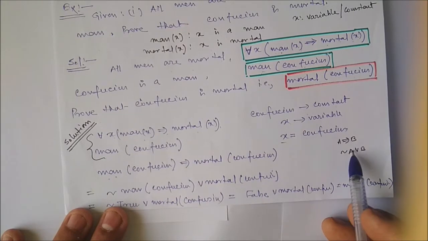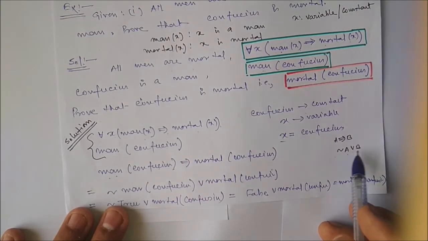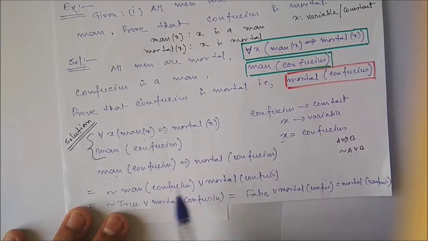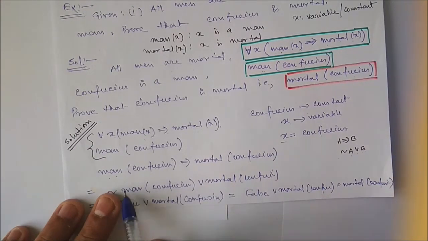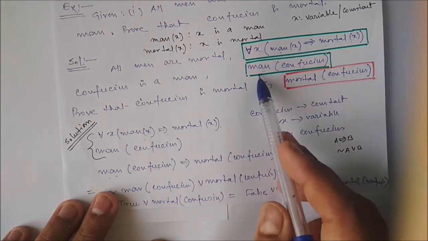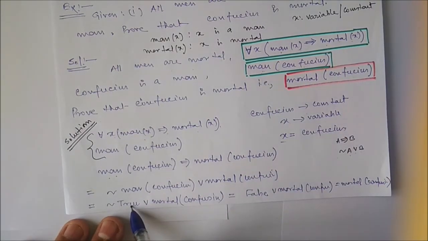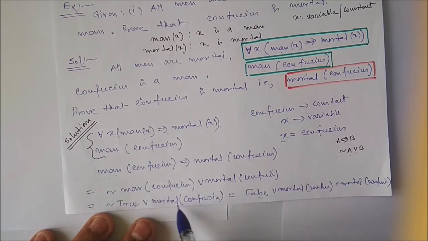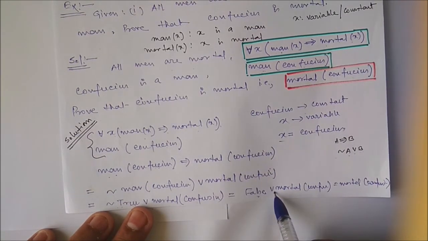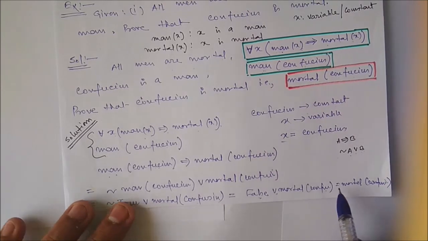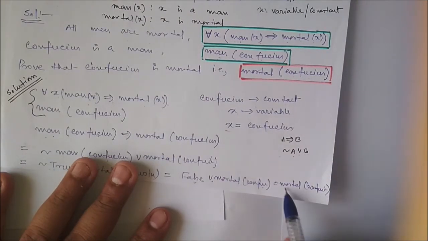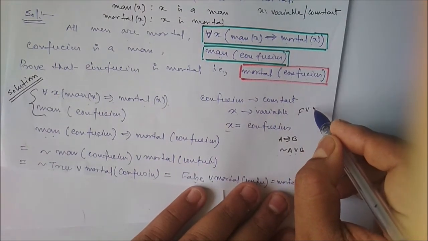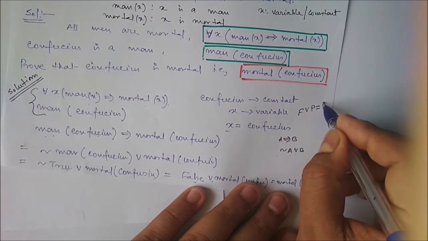A implies B means not A or B. But Man(Confucius) is true, which is given. So not true means false. So false or Mortal(Confucius). Definitely the output will be Mortal(Confucius), because false or a predicate P is P.